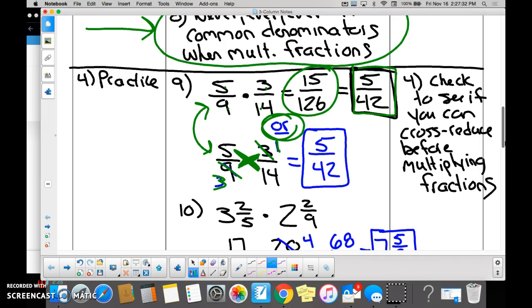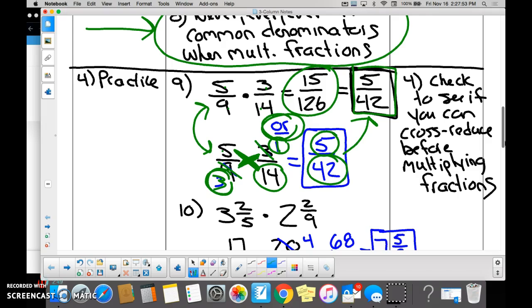And now we multiplied with simpler numbers, yes or no? Yes. 5 times 1 is what? 5. And 3 times 14, a little more challenging, but better than 9 times 14, right? So 3 times 14 is 42. So that is the exact same answer. It's the exact same problem. And we didn't even have to think about reducing, yes or no?